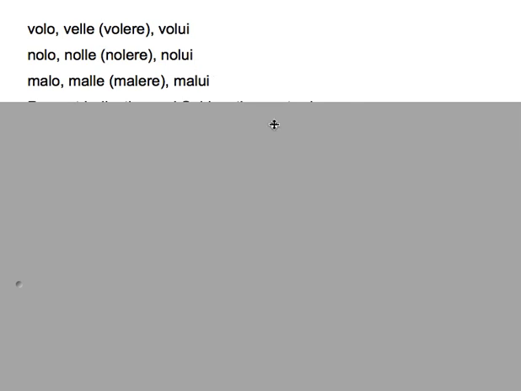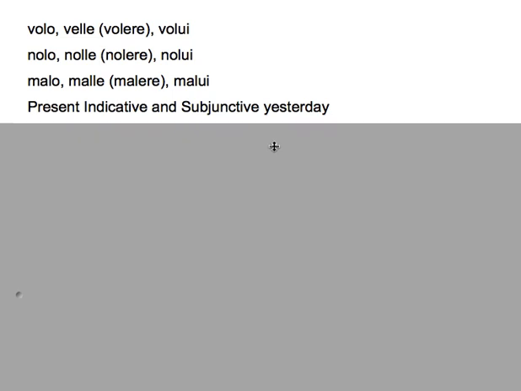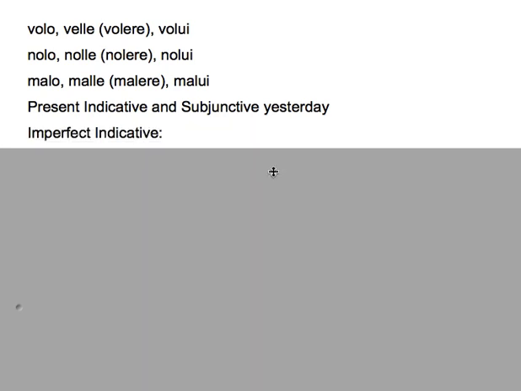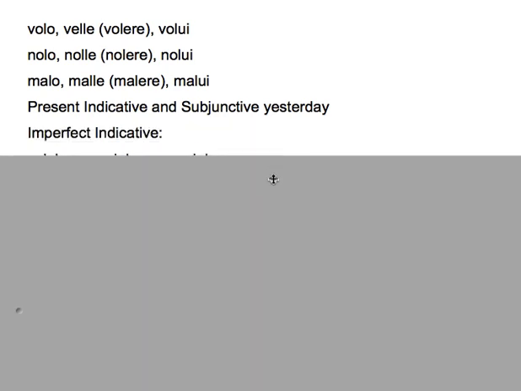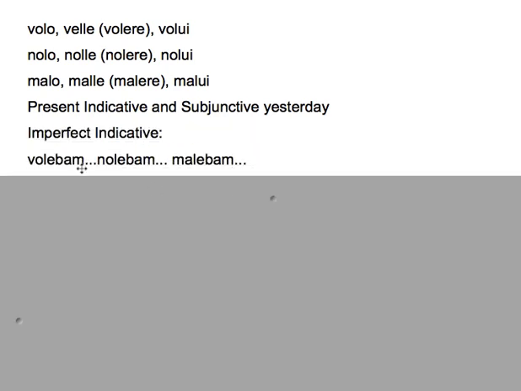So you need to take notes on the following. We've already done the present, indicative, and subjunctive. You should have that in your notes from the other video. Now we're going to look at what the imperfect indicative looks like for each of these.